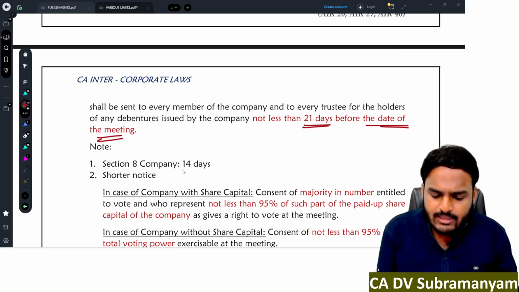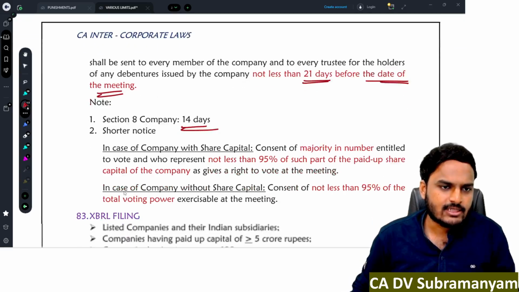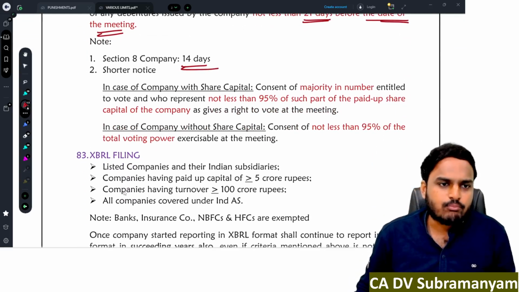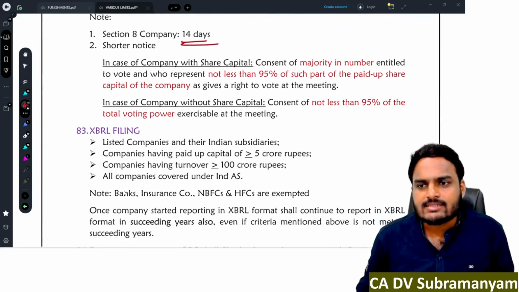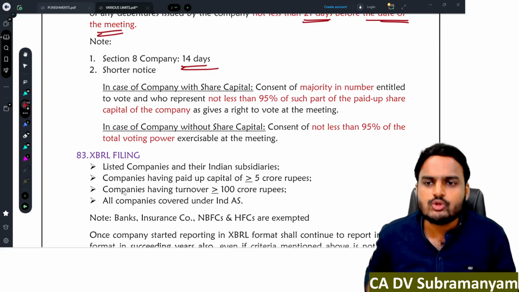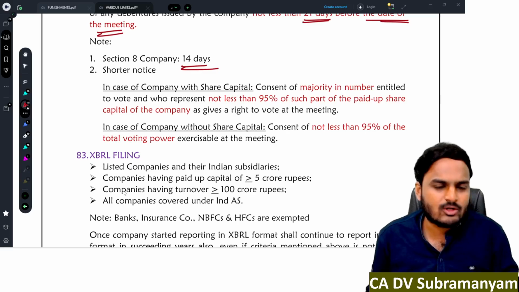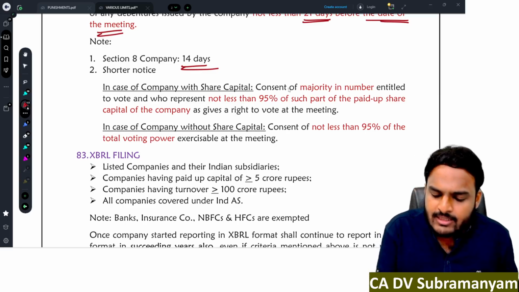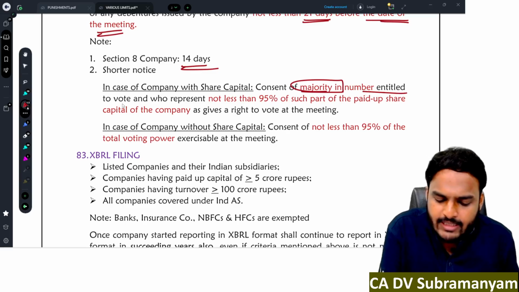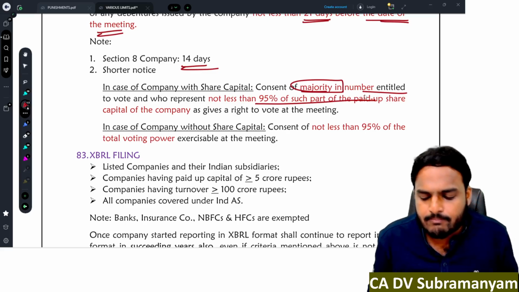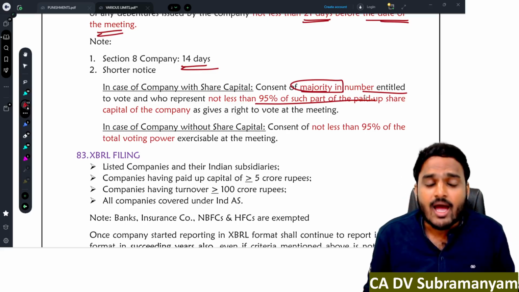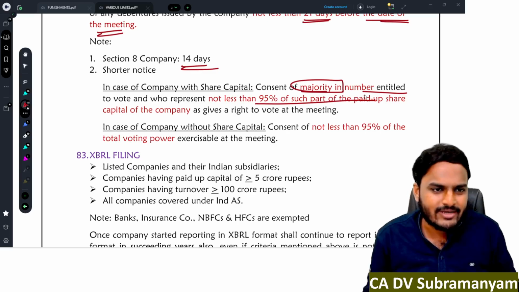For a Section 8 company, the time period is 14 days. Sir, is shorter notice possible? Yes, possible, but with the consent of the members. With the consent of the members, you can give copies of financial statements for a period less than 21 days. And how much consent should I get, sir? What is the percentage? Consent of a majority in number entitled to vote and who represent not less than 95% of such part of the paid up share capital of the company as gives a right to vote at the meeting.